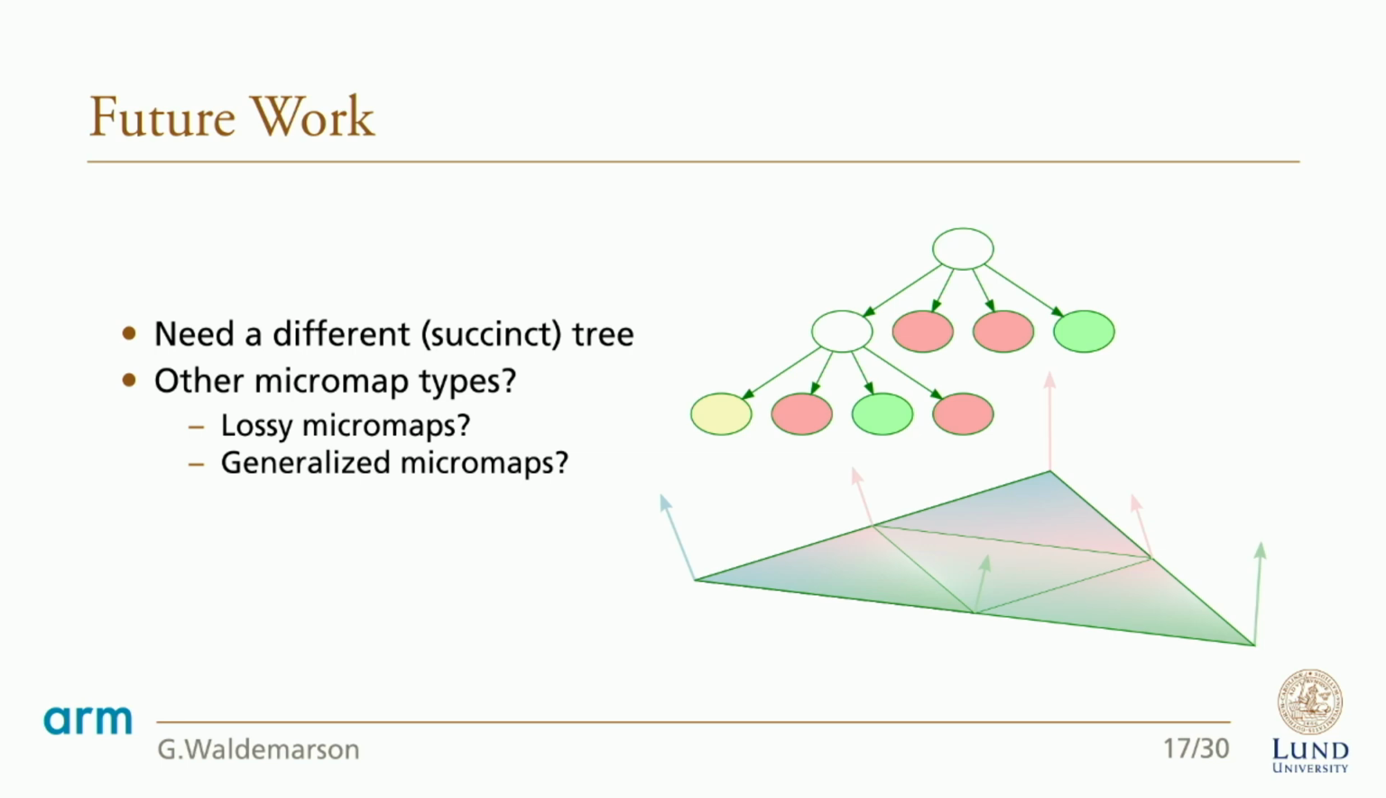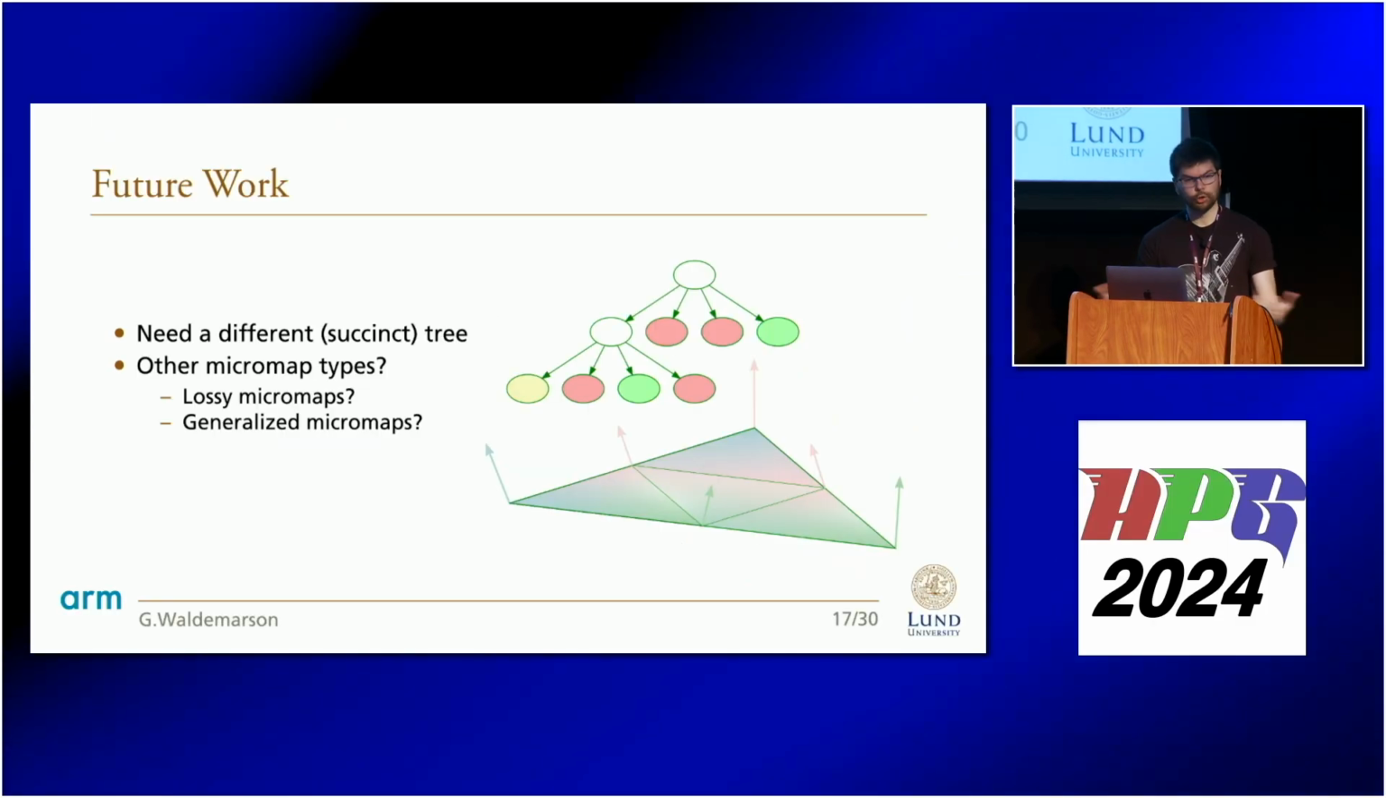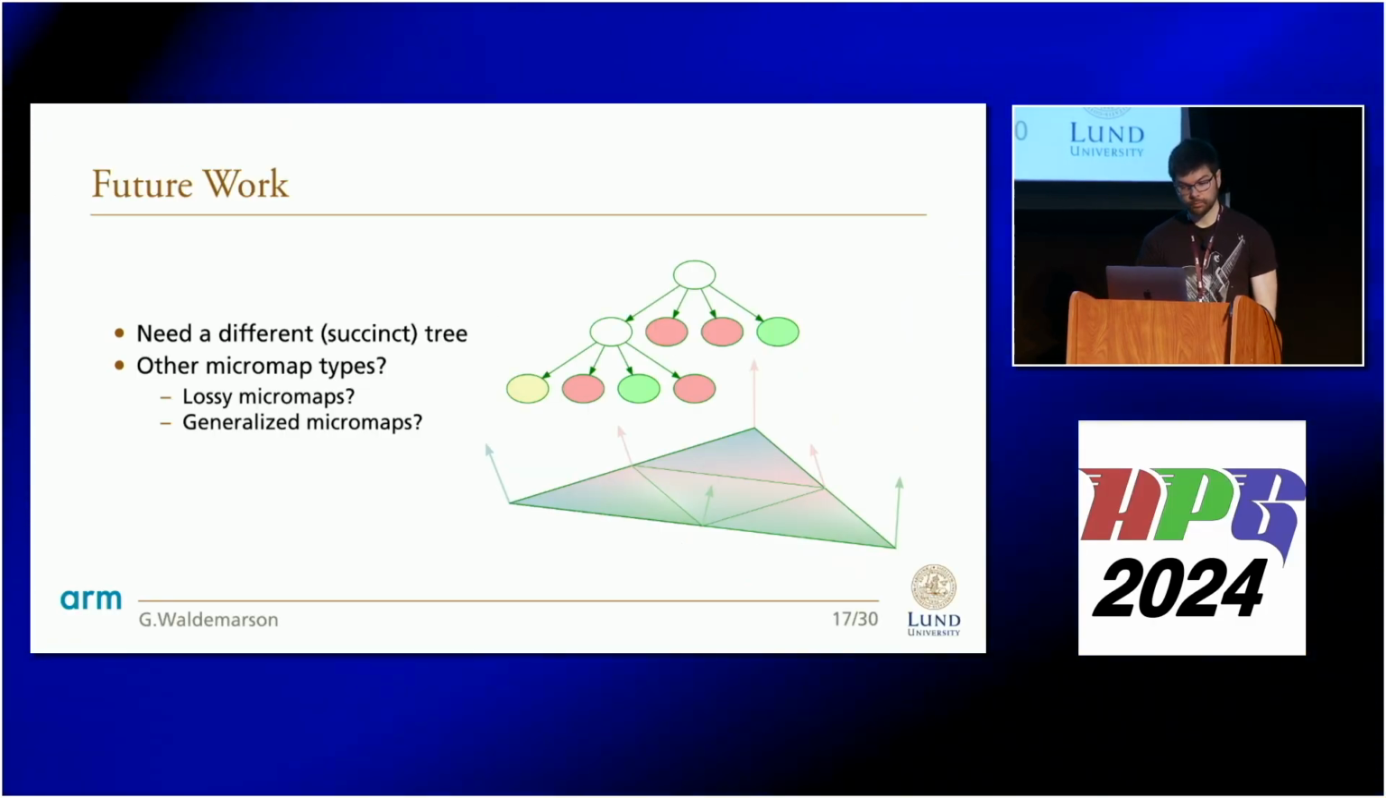Also, there are currently only two types of micromaps out there, opacity micromaps and displacement micromaps. But there seems to be at least some ongoing work to create several other types of micromaps to store colors, normals, or similar data. So it would be interesting to see if such attribute micromaps could be compressed using similar techniques.